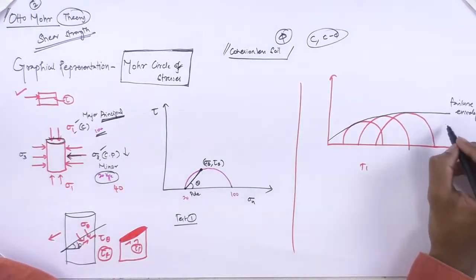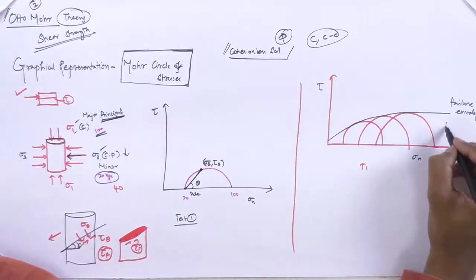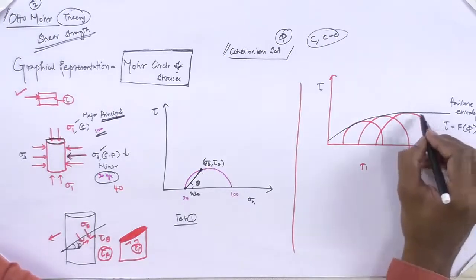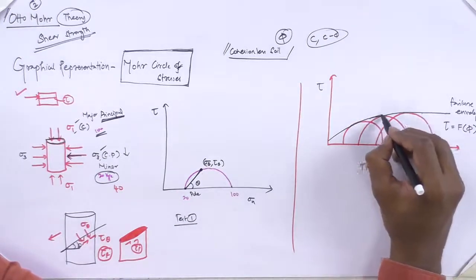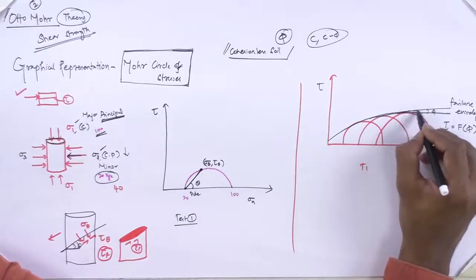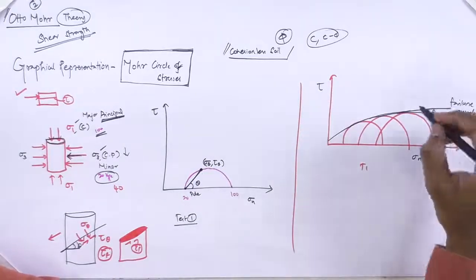So this failure envelope, tau versus sigma n. He found this tau is a function of phi, where this is a horizontal plane. So this is what we call phi. He found tau is a function of phi, but he has not clearly explained it.